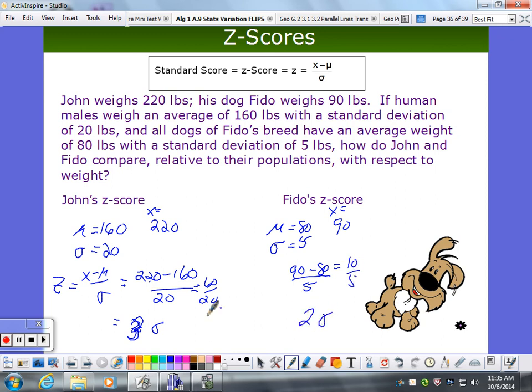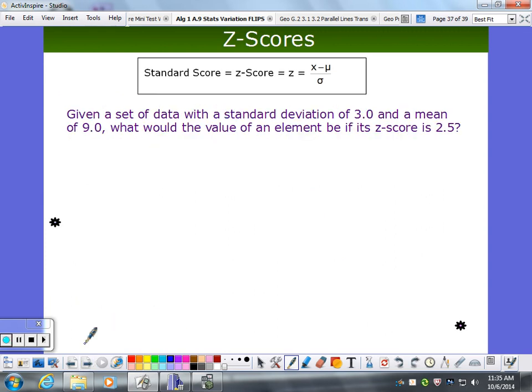Who's fatter? Who's in worse shape? John. He's 3 standard deviations above the average weight of a person, whereas the dog is 2 standard deviations above. We now can compare things that normally are very difficult to compare. So there's a use of this. We're getting a little bit late here. I'm just going to leave this for here. We'll finish this next time.